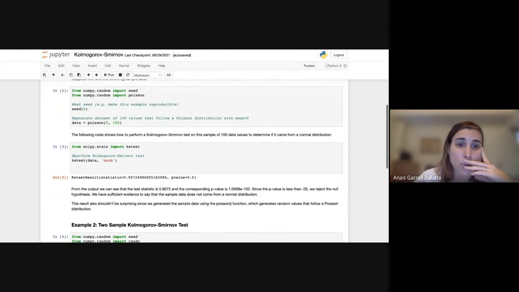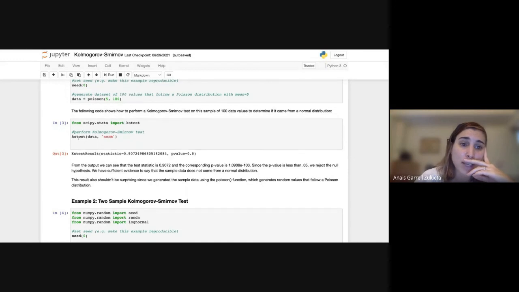So it's so easy. We just import the KS test, and you ask if your data is normally distributed, and you have a value of 0. So of course, the data is not normally distributed.